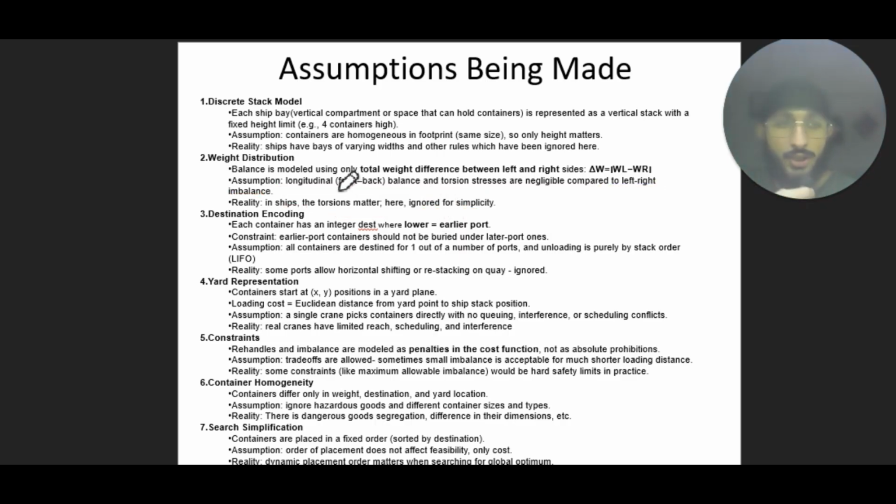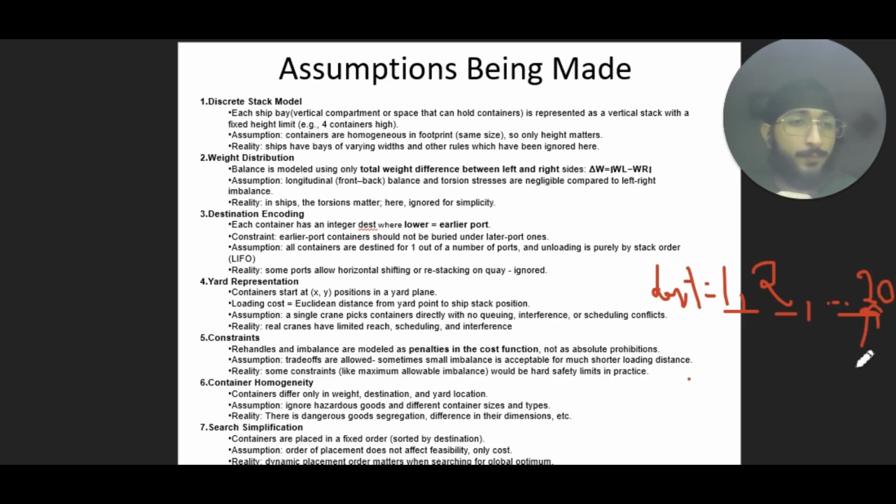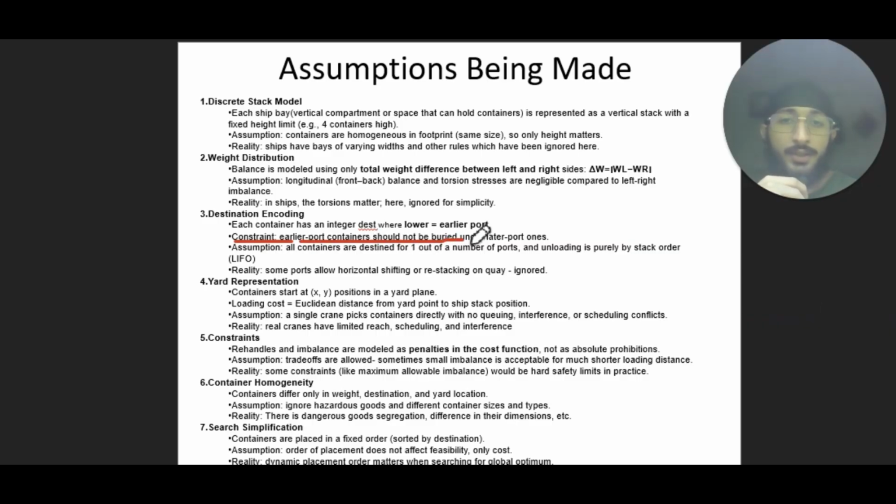Next, we have the destination encoding. Each container has an integer destination where a lower destination corresponds to an earlier port. So if the destination value is lower, for example 1 or 2, that means the port would come earlier. For example, we have destinations up till 20. Up till 20, that is the last port, and we start dropping off the containers from 1 and go till 20, right? So the constraint is that earlier port containers should not be buried under later port ones, and the assumption is that all containers are destined for one out of a number of ports, and unloading is purely by stack order, that is last in first out, right?